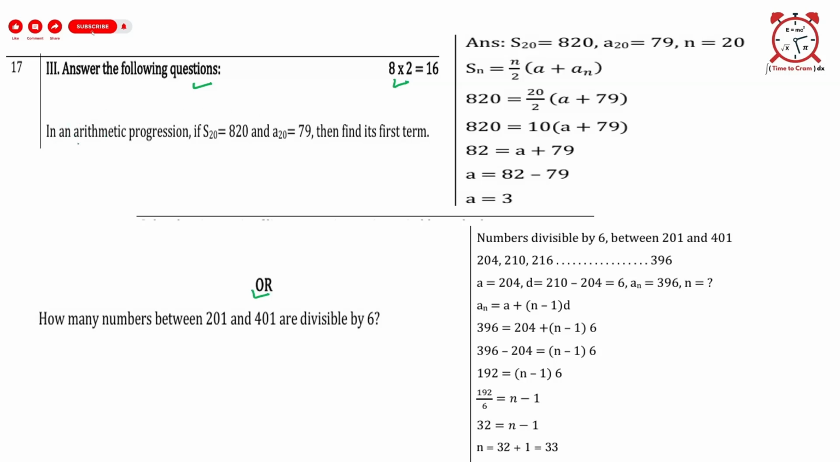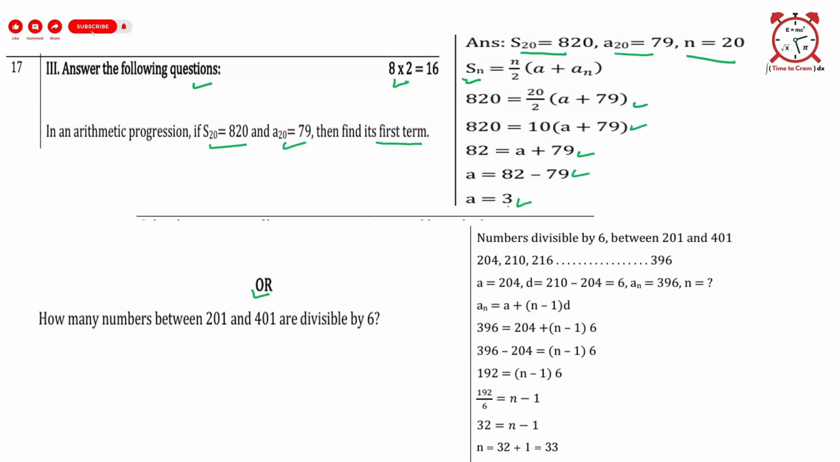First question, in an arithmetic progression S20 equal to 820 and A20 equal to 79, then find the first term. So we will write all the values here, because S20 and A20, so here n equal to 20. Now let us write the formula here. Sn equal to n by 2 into bracket a plus l. We will keep all the values one by one, simplify the equation, then we will get the value of a.